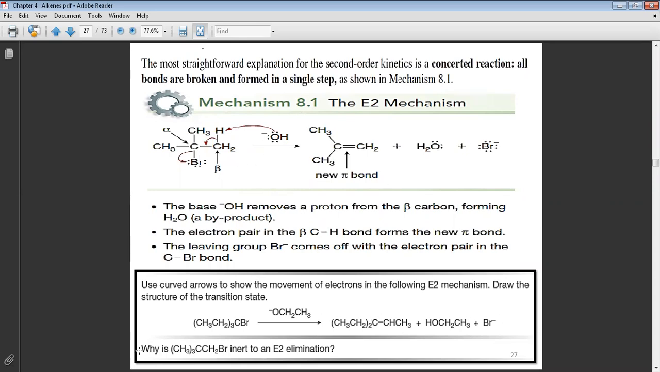And he said, why is this inert to E2 elimination? That means why this compound cannot enter the elimination reaction. There is no elimination reaction for this compound. Why? Think about why. This is a good question, and try to resolve this question. That is homework for you.